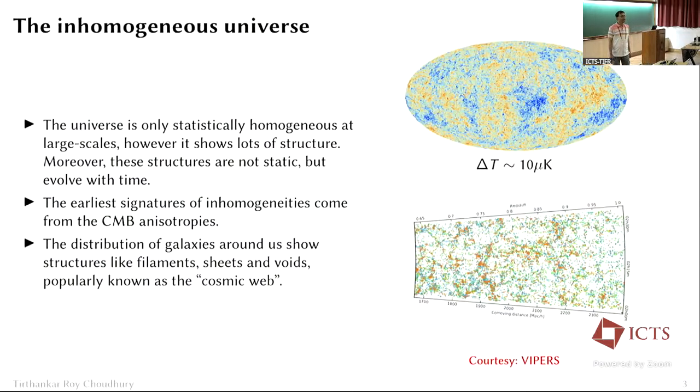On the other hand, if you look at the distribution of galaxies around us, you see a lot of rich structure, the so-called large-scale structure or the cosmic web. So clearly, you start from here at very early redshifts and come to here. The study of this is essentially what lots of people working on large-scale structure formation try to do.